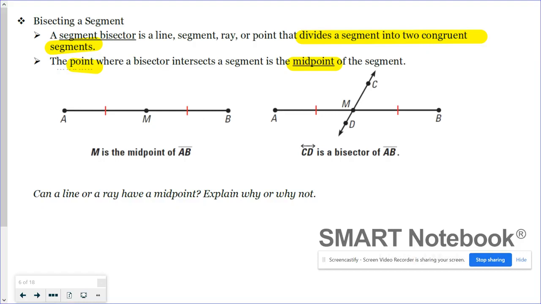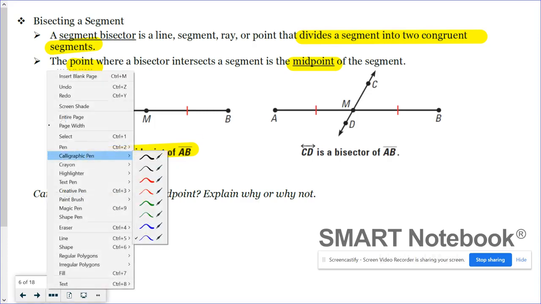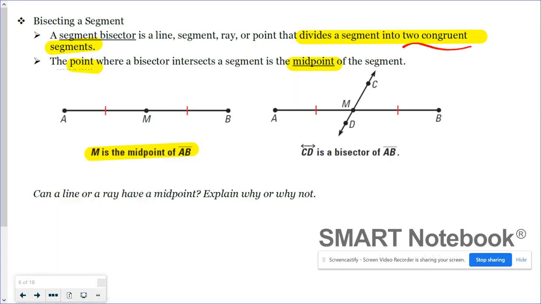So if you are told that a point is the midpoint of a segment, then you can conclude that the segment has been divided into two congruent segments. So in this diagram here, I can say that segment AM is congruent to segment BM.